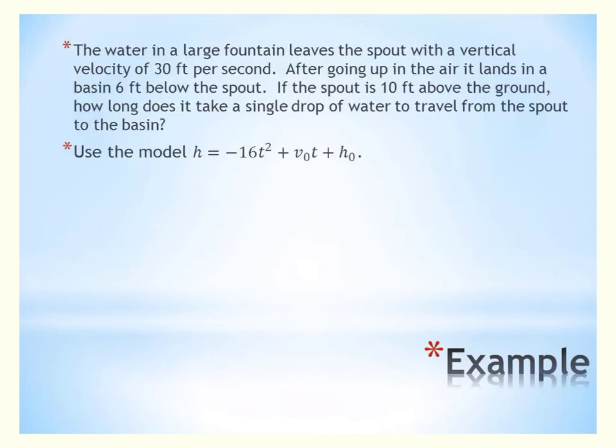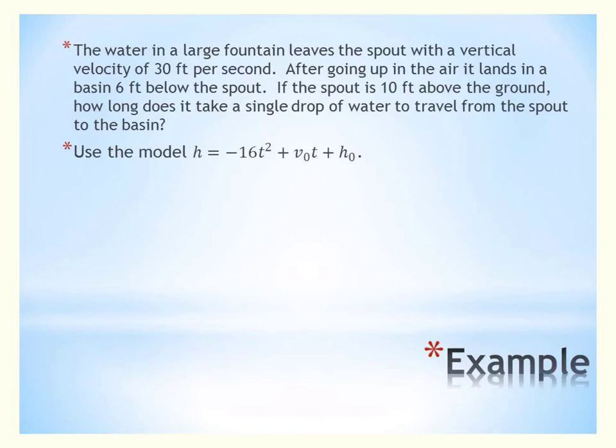The water in a large fountain leaves the spout with a vertical velocity of 30 feet per second. After going up into the air, it lands in a basin 6 feet below the spout. If the spout is 10 feet above the ground, how long does it take a single drop of water to travel from the spout to the basin? Okay, and it says to use this model here.